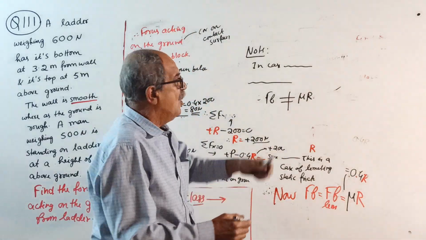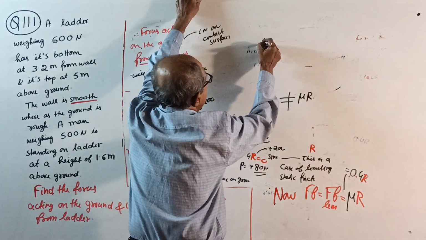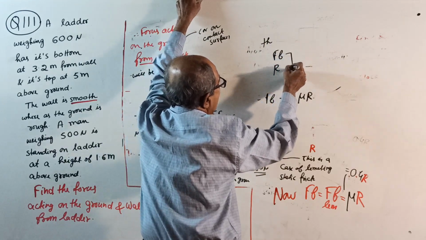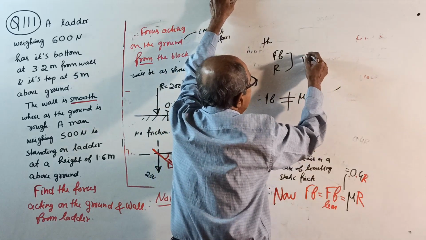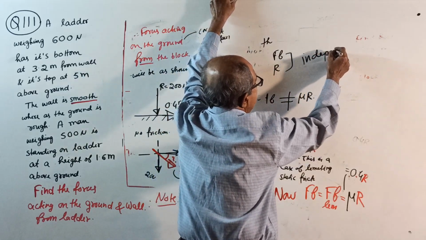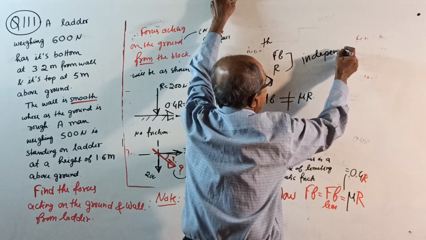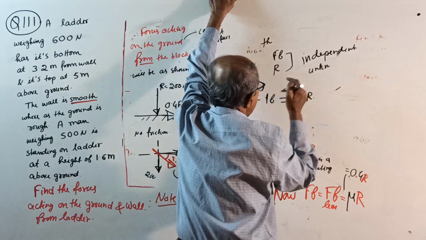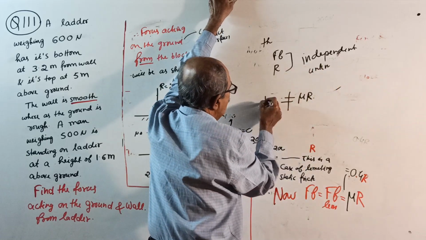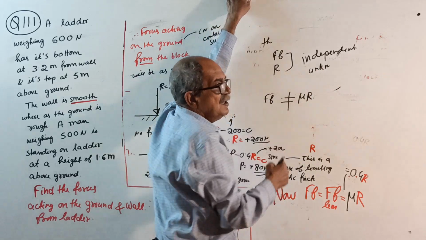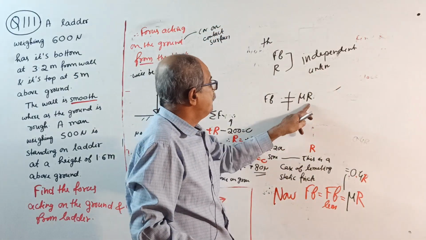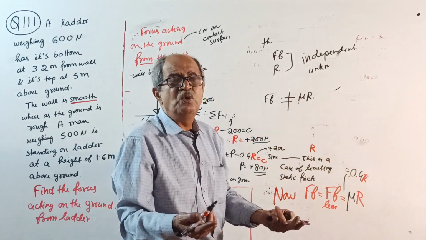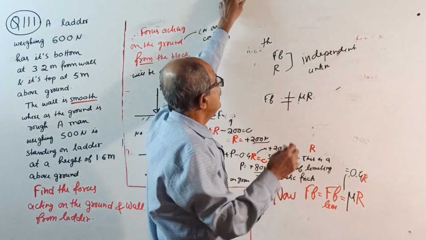No, you can't take that. F_F and R are independent unknowns. They are not connected. If F_F were equal to mu R, then there would be only one unknown. Why? The normal reaction is R, and friction is mu into R. Mu is known, so only one unknown, not two unknowns.